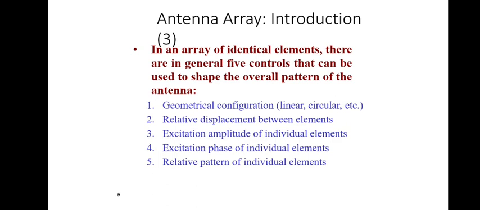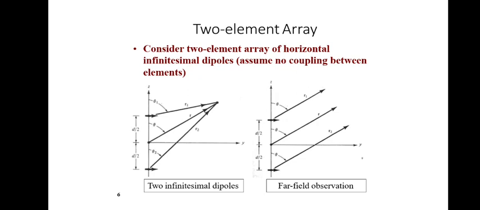Therefore, the overall pattern depends on all these parameters. Number 1 is the geometrical configuration, next the relative displacement between the elements, the excitation amplitude of individual elements, the excitation phase of individual elements, and the relative pattern of the individual elements. These 5 parameters are taken into account to get the overall performance of the array.